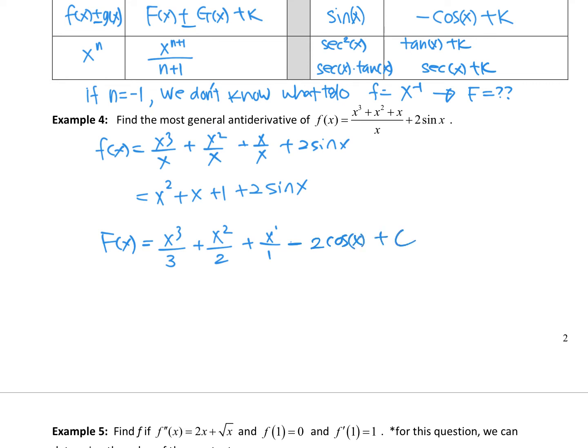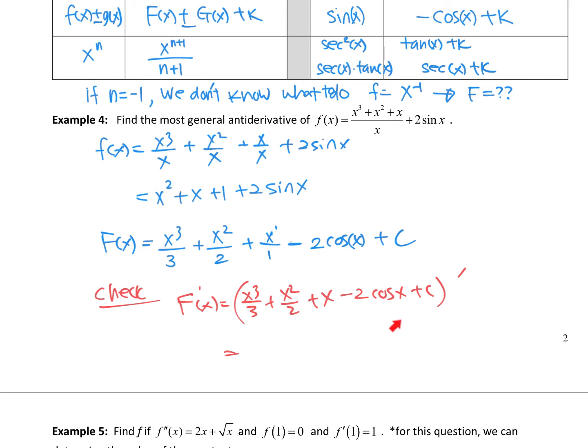Again, with these kinds of questions I want to double check my answer. F is x cubed over 3 plus x squared over 2 plus x minus 2 cosine x plus c, and I want to make sure that when I take the derivative of this whole thing, I'm supposed to get that. That's the original question, right? So I want to see that actually happens.